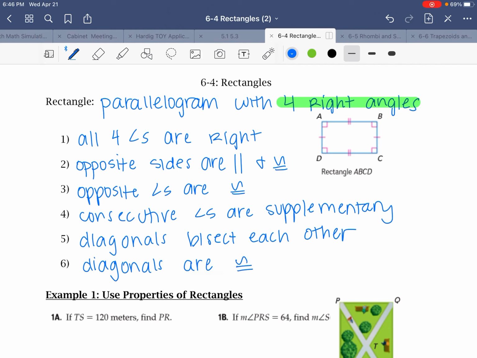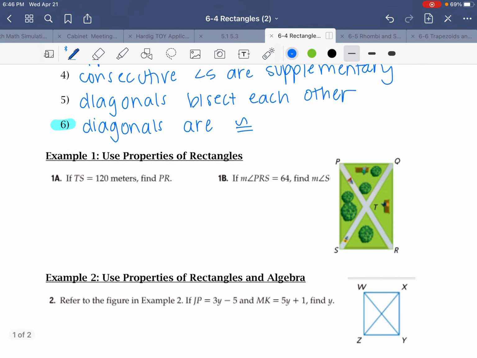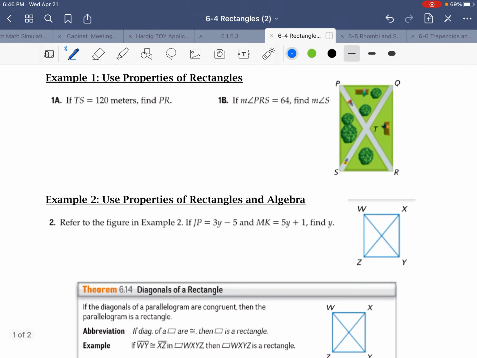Now, really, all six of these are not all new to us. The only new ones that now apply to a rectangle that make it a specific rectangle instead of a parallelogram are going to be 1 and 6, because 2 through 5 still apply to a parallelogram. So when we go down and we look at example 1, we want to use these properties of rectangles.